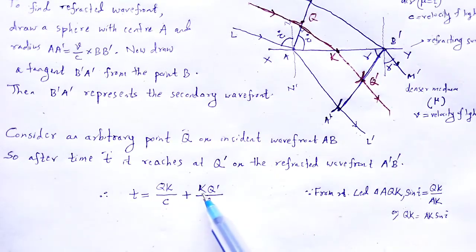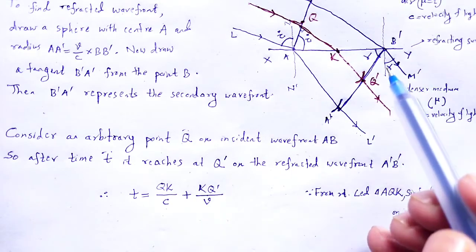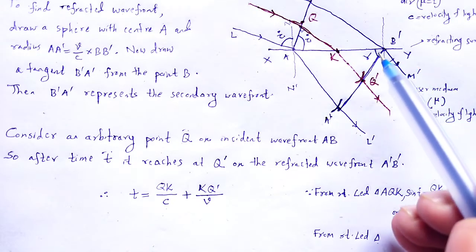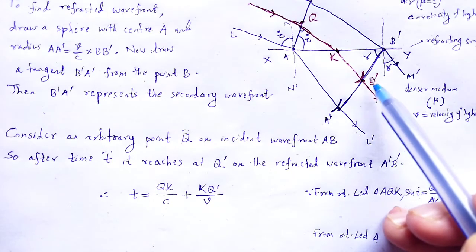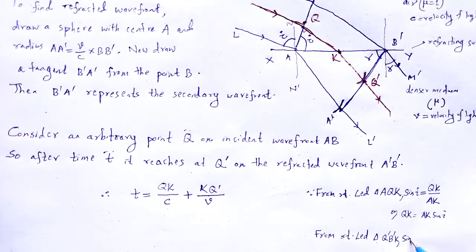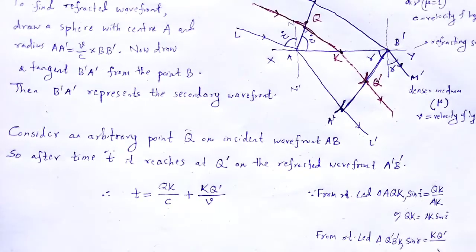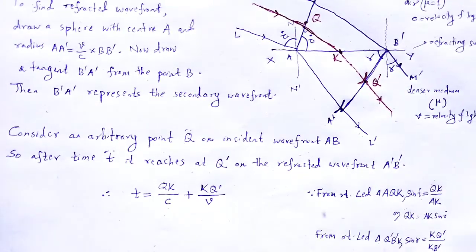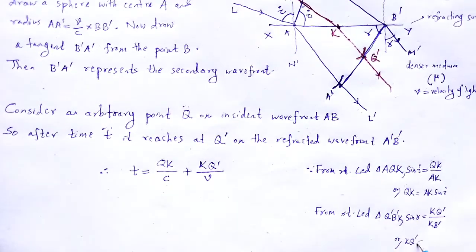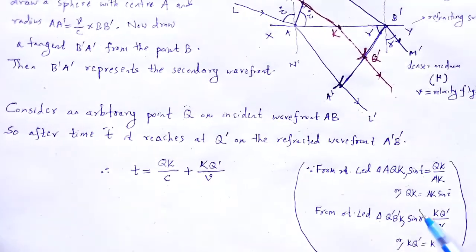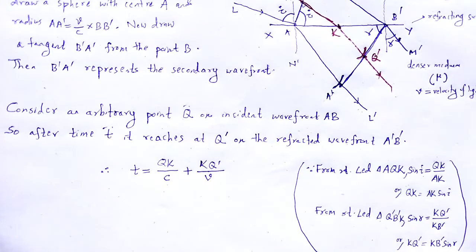Next, to find the value KQ', we consider the right-angled triangle Q'B'K. Here sin r is equal to KQ' divided by KB', or KQ' is equal to KB' into sin r. The values of QK and KQ' are put here.